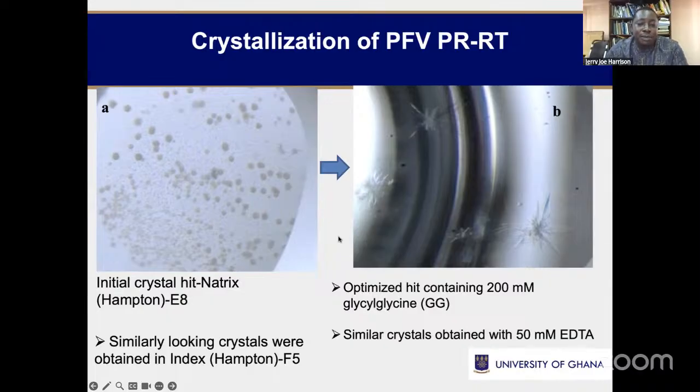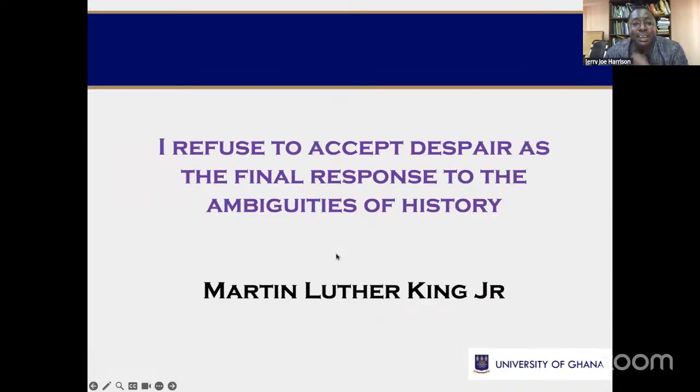If you were in my shoes at the time, the only thing to do is probably to just give up and then find something else to do. But again, I always remember Martin Luther King and some of the wisdom that he poured out: I refuse to accept despair as the final response to the ambiguities of history. This quote was very important for me in pushing on, even when I felt that things were really very difficult. I virtually exhausted everything, and yet nothing seemed to be working right.